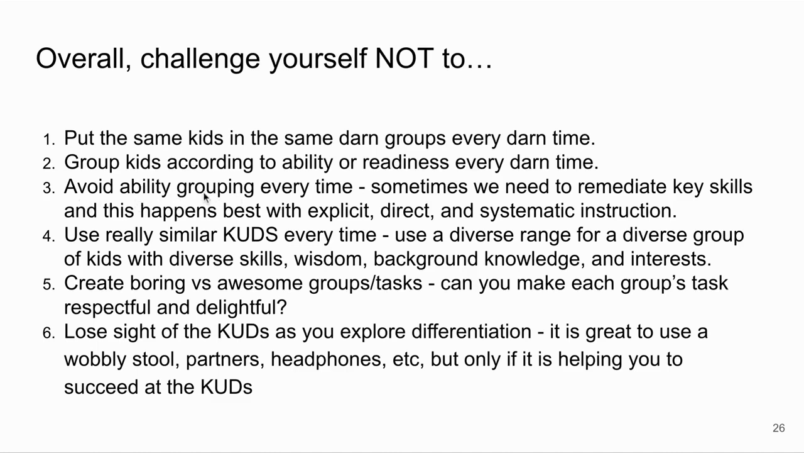Again, avoid ability grouping every time. This is such an easy habit to fall into. Yes, sometimes we need to remediate key skills, and we will need to be putting those students into high, middle, and low reading remediation groups when we're offering our direct and explicit instruction. But we do not need to put together every single lesson like this. We focus on reading remediation when it's time to do that. And during all of our other lessons, we can accommodate that with assistive tech if it is not one of our key learning objectives.